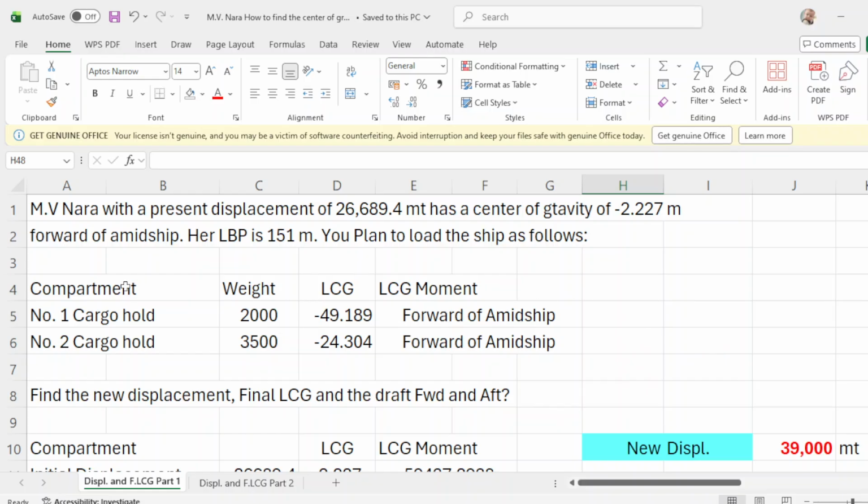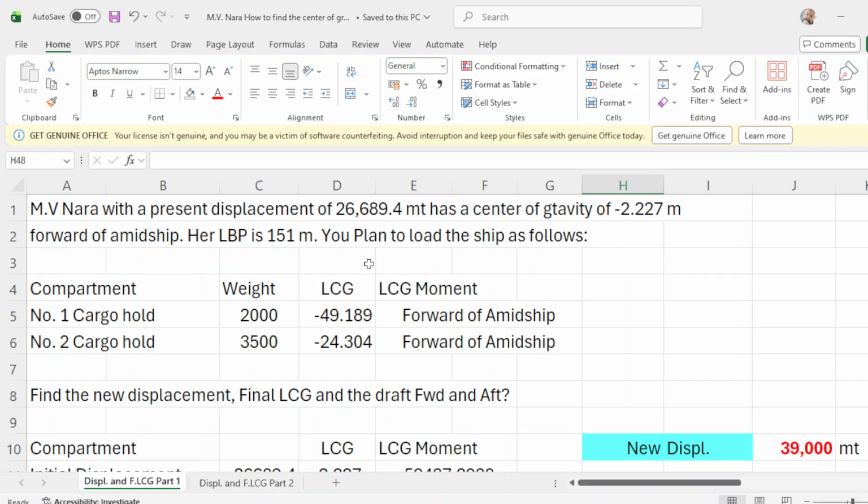So let's start. The vessel is MV Nara, which is a four-hold vessel, with a present displacement of 26,689.4 metric tons and a center of gravity of negative 2.227. When you say center of gravity, this is the LCG, longitudinal center of gravity, forward of amidship.